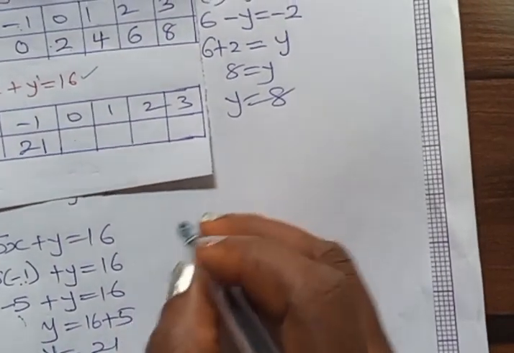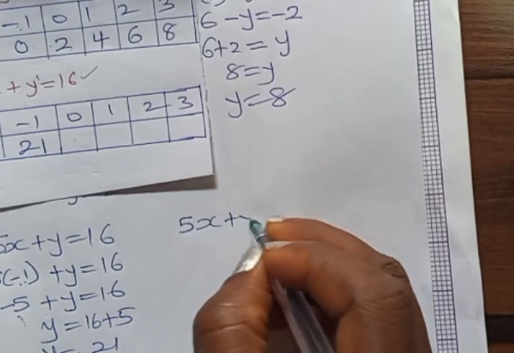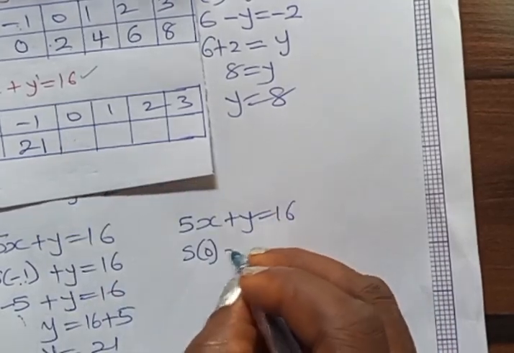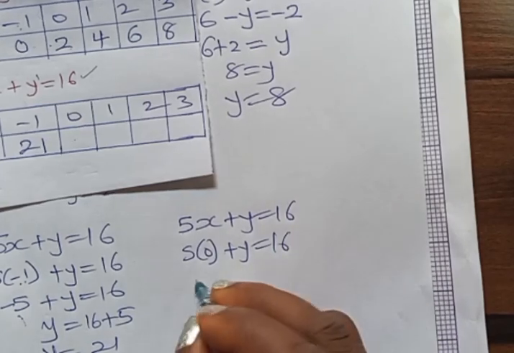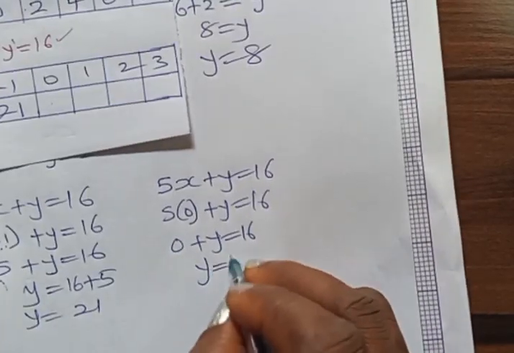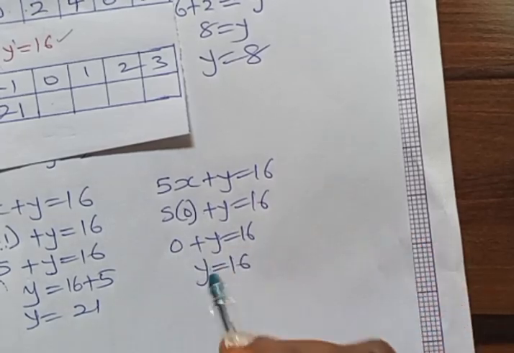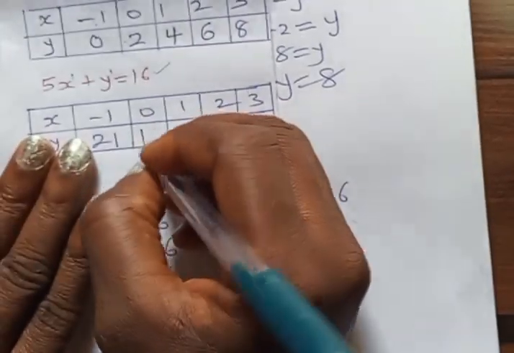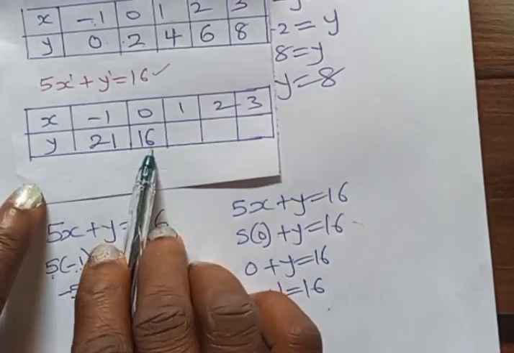So let's write 5x plus y equals 16 again. When x is 0, that's 5 times 0, which is 0 automatically. So we have y equals 16. The 0 is gone because 16 minus 0 is still 16. So here is 16.